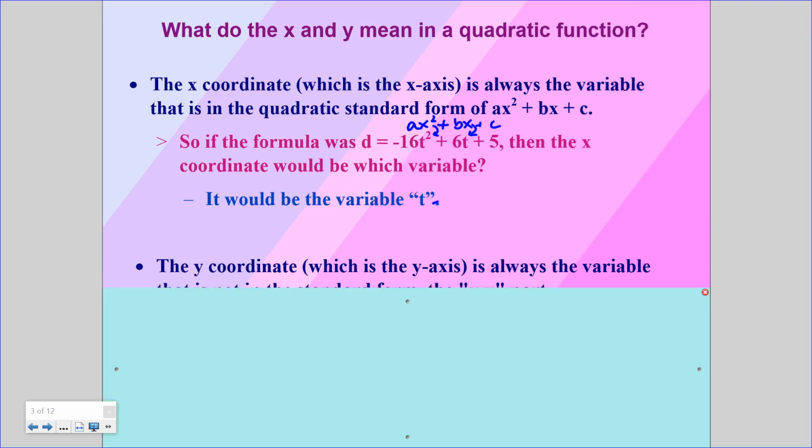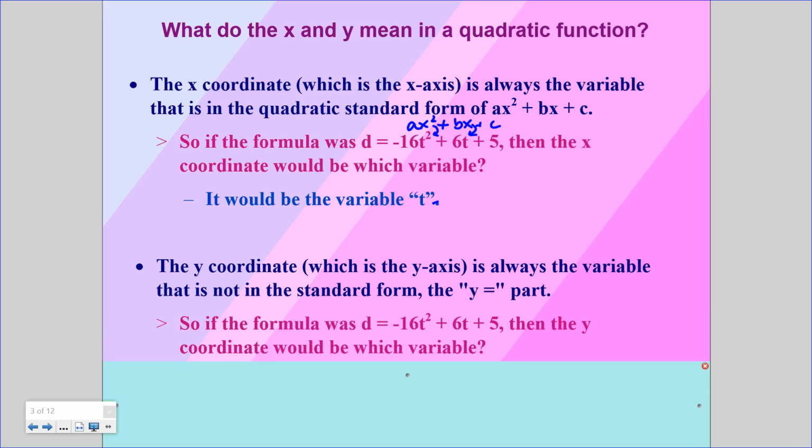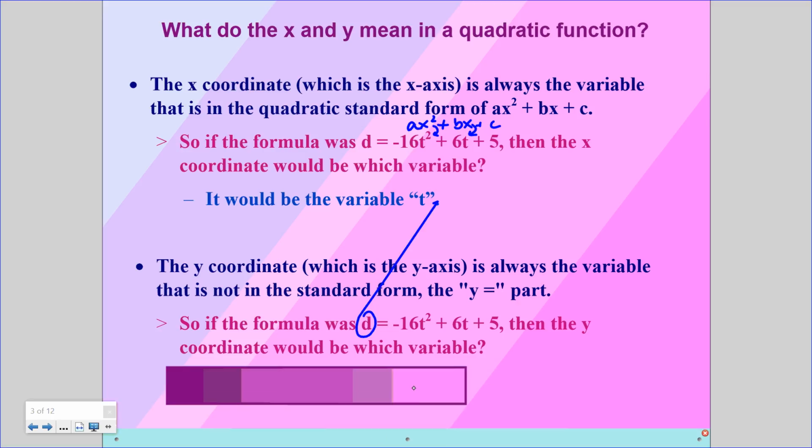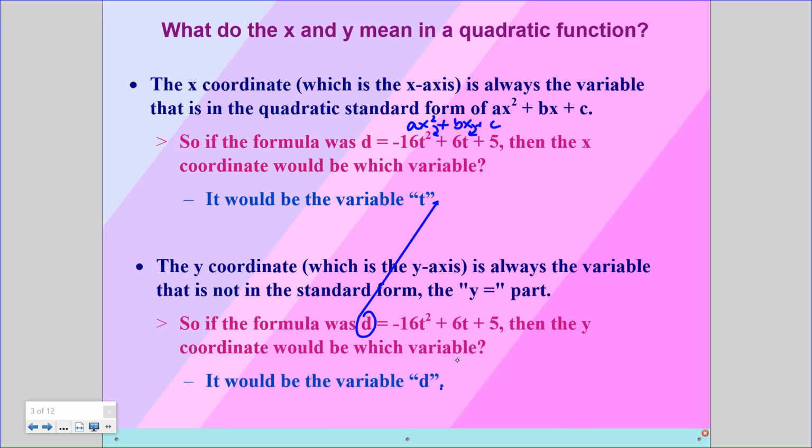The y-coordinate, which represents the value on the y-axis, is always the variable that is not in the standard form, ax squared plus bx plus c. It's the y equals portion. So it's whatever that equation is set equal to that represents the variable for the y. So the y-coordinate would be the d in this case. So when I'm referring to x and y in these equations, you're just looking for what the x and the y would be if we were dealing with standard form.